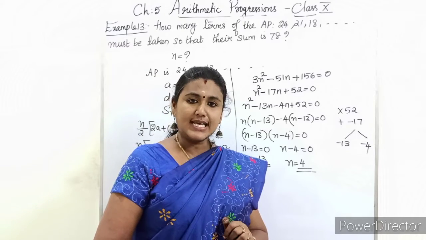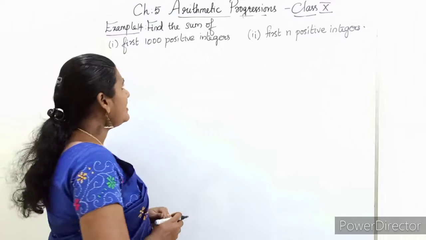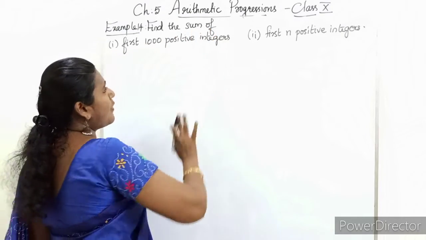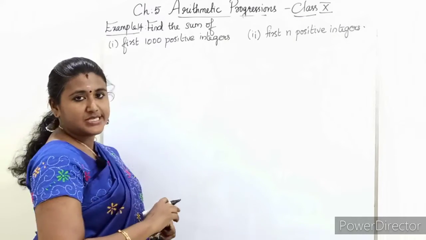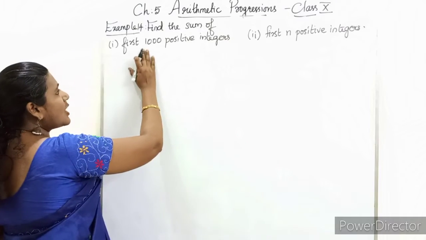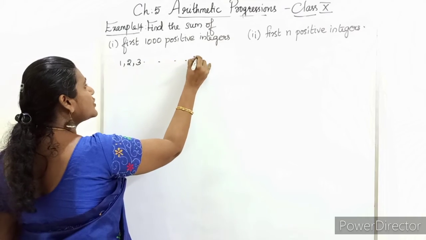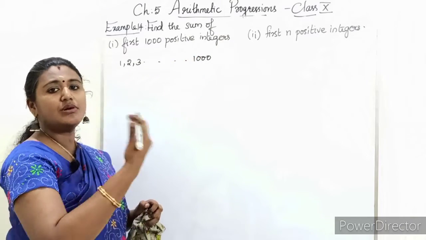Now we will see the next example. Example 14: find the sum of, first question, first 1000 positive integers. So here in this example there are two questions, and we will see the first one now. First 1000 positive integers, that is 1, 2, 3, etc. up to 1000. You have to find the sum of numbers from 1 to 1000.